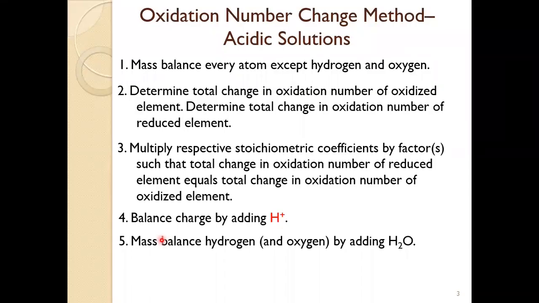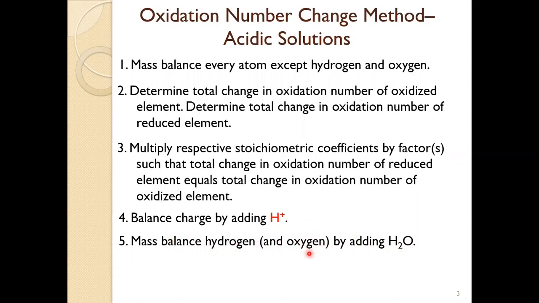And then step 5, we mass balance the hydrogen by adding water molecules to one side or the other. And as a valid check to make sure we've done everything up to this point correctly, when we mass balance the hydrogens by adding water, we should also automatically be mass balancing the oxygens.